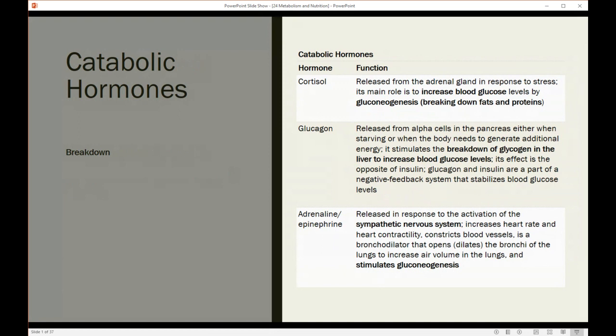Then glucagon. Glucagon is released from the alpha cells in our pancreas, and they do that when we are in starvation mode or when the body needs to generate some extra energy. It's going to stimulate the breakdown of glycogen in the liver to increase our blood glucose levels. Adrenaline, or epinephrine, is released in response to our sympathetic nervous system, and it also stimulates gluconeogenesis. Now remember, gluconeogenesis is building up, but in order to build up the glucose, we have to first break down the fats and the proteins. I hope that makes sense. And so that's why we have them as being catabolic first.